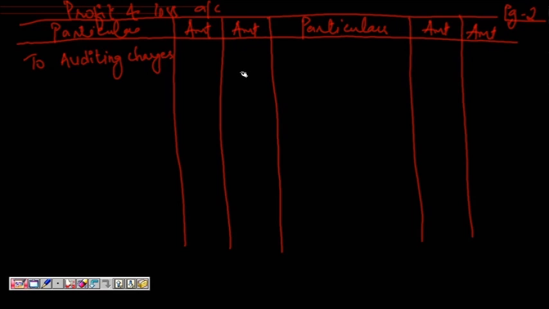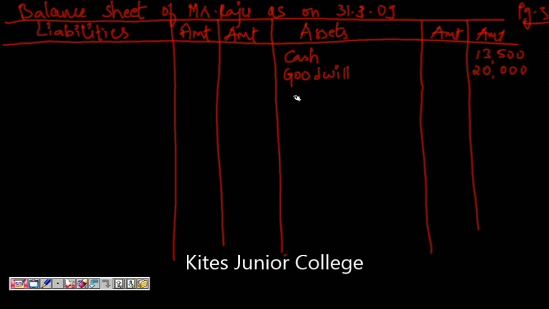To auditing charges, directly write in outer column, because you don't have any adjustment for auditing charges. The value of auditing charges is 1500. Okay, the next is debtors. Debtors is a current asset. So right under assets, you have adjustment for debtors. Write the value of debtors in inner column, that is 20,000.